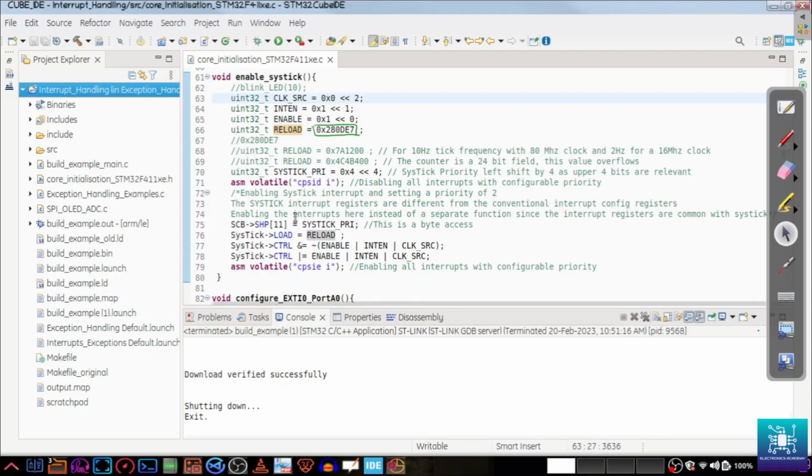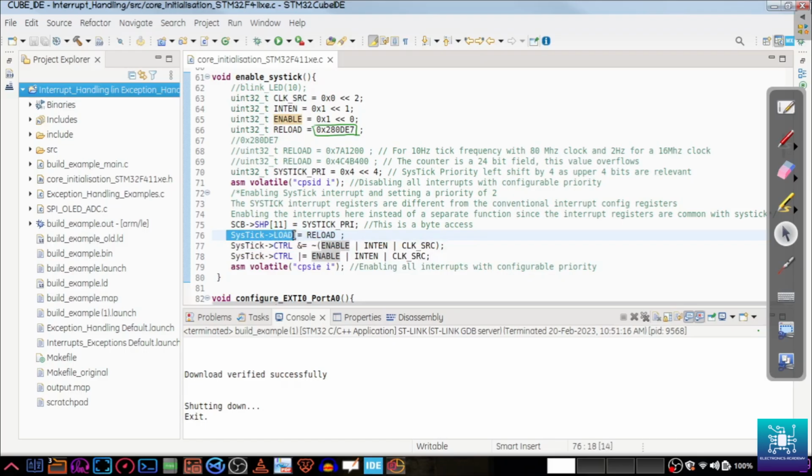So you have SCB, SHP 11, so system control block SHP. These are the SHP registers, and since these are byte addressable, SHP 11 means this is actually the 12th position. So this is the 11th byte we say, and we are putting in the priority value, and the priority value is again shifted by 4. Then we are setting the reload value, that is in the Systick load register. So we saw the reload value register.